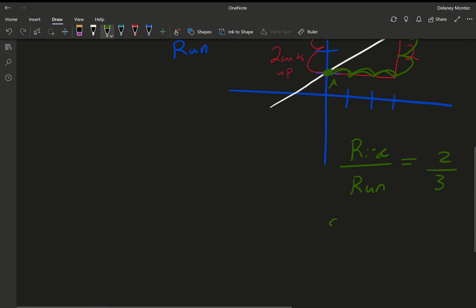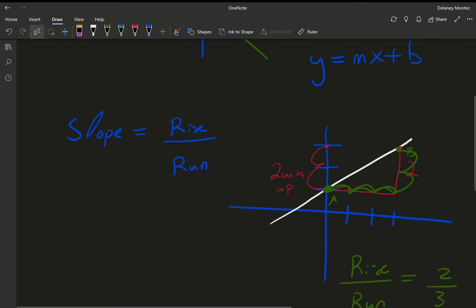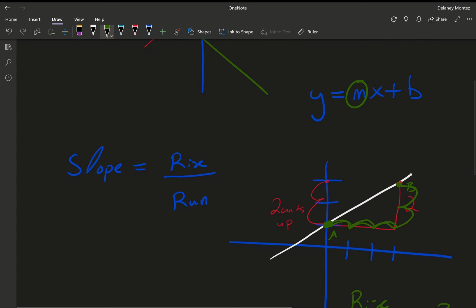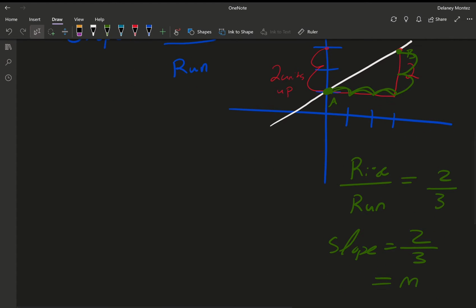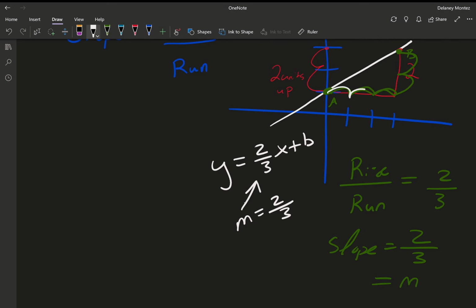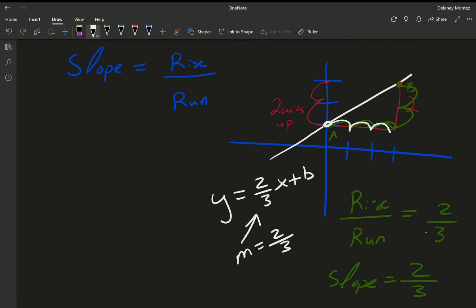In this case we went over 3, and our rise was 2. So your slope is 2 over 3. What's another way of writing slope? It's just m, that's our m, and that's this part of our function here. So this white line would look something like y equals 2 over 3x plus b. We don't know what b is yet, and we'll get to that point, but at least we know what m is. M is 2 over 3, because when we started at point A, we had to go over 1, 2, 3, and to get to point B, we had to go up 1, 2.